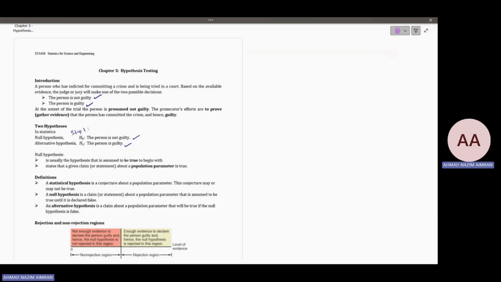And the null hypothesis is usually the hypothesis that is assumed to be true to begin with. So we start with that. In our case right now, we start by having an assumption that the person is not guilty. That is the hypothesis. And the null hypothesis is a statement that gives a claim about the population parameter.